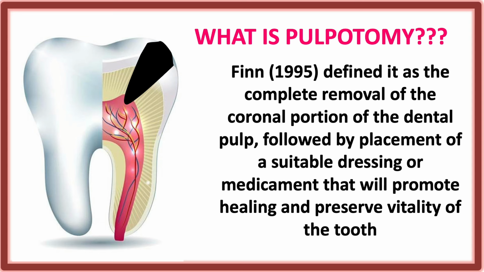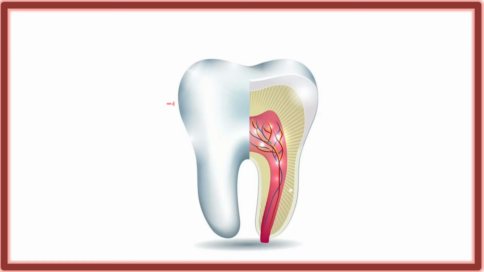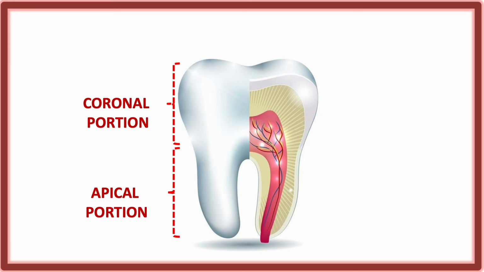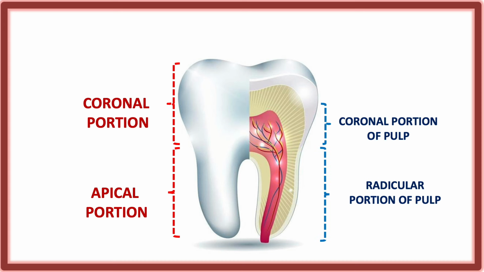So what is the coronal portion of the pulp? Look at the figure. Here we have the coronal portion of the tooth and this is the apical portion of the tooth. In the pulp, we have the coronal portion of the pulp and the radicular or apical portion of the pulp. As you can see in the figure, caries is just approaching one of the pulp horns. In such cases, we are going to perform the pulpotomy, either partial or complete.